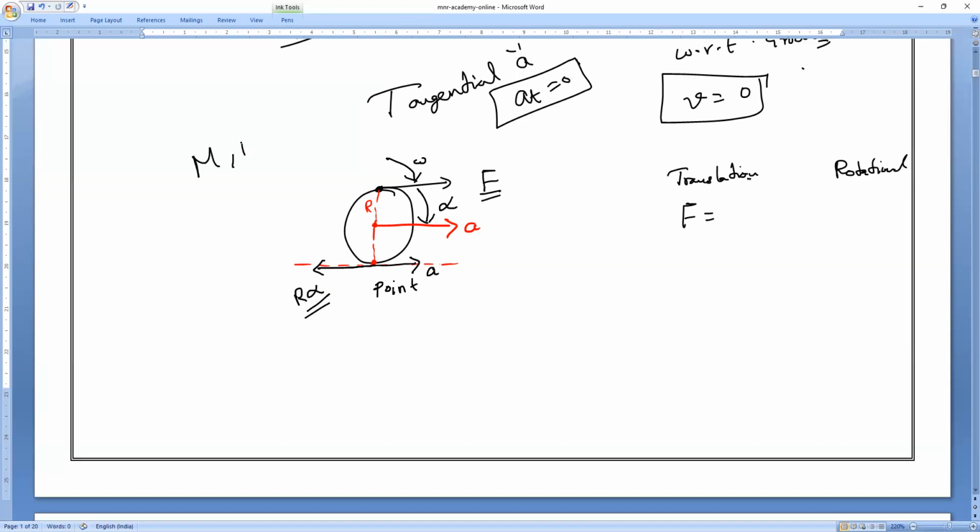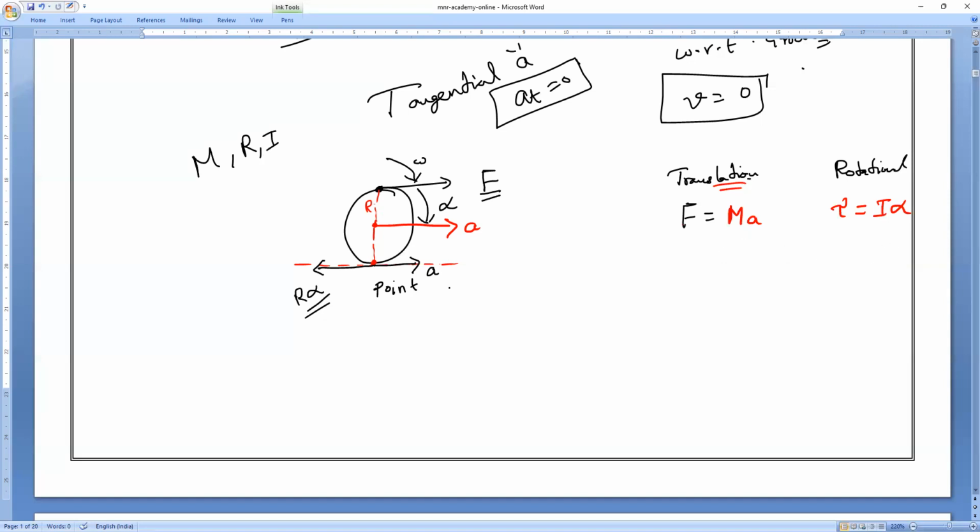The mass of the body is M, radius is R, inertia is I. So what is the force in translational motion? Force is equal to mass into acceleration. Am I right or wrong? Now, you can take the rotational case. Rotational means force becomes torque. So torque is equal to, what is the formula? Torque is equal to I alpha.